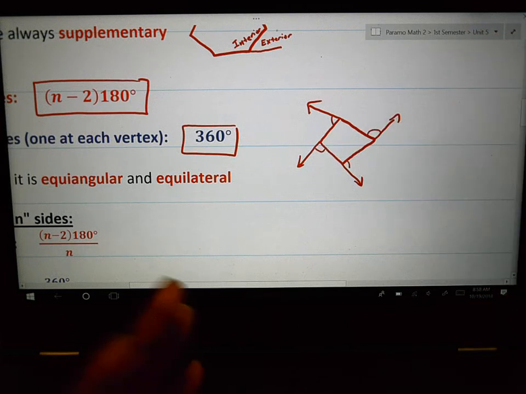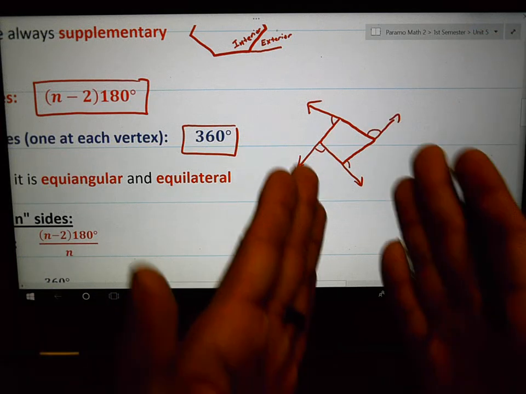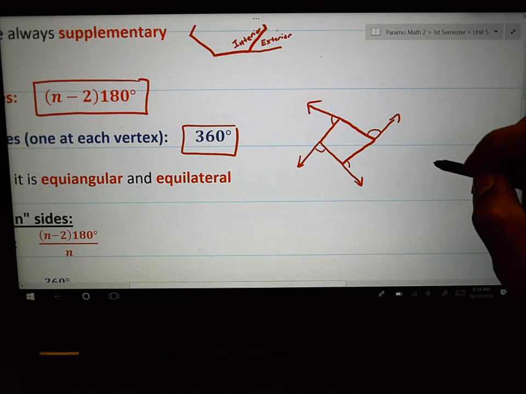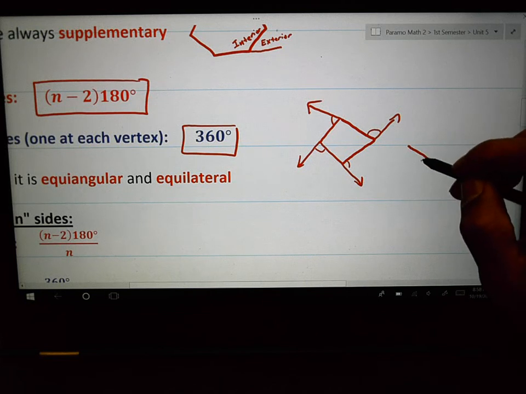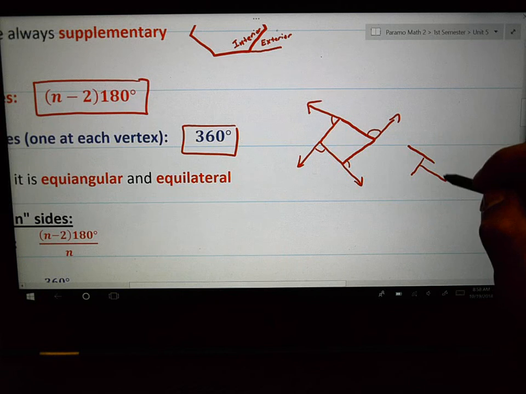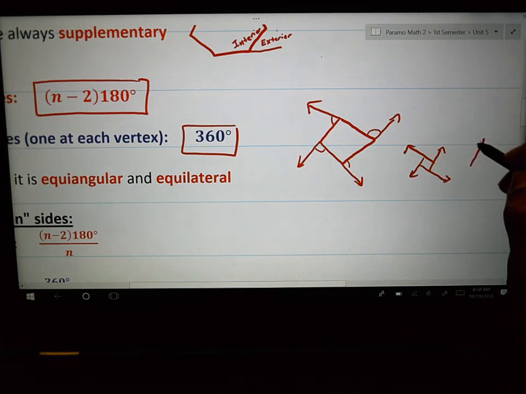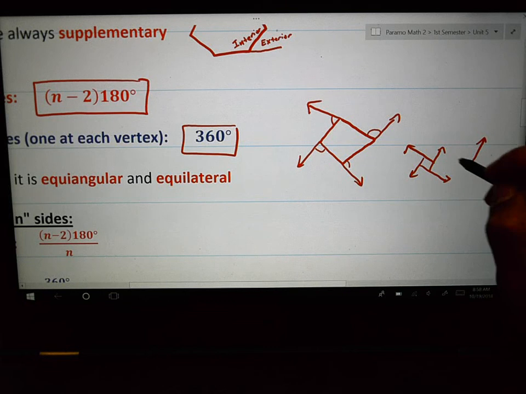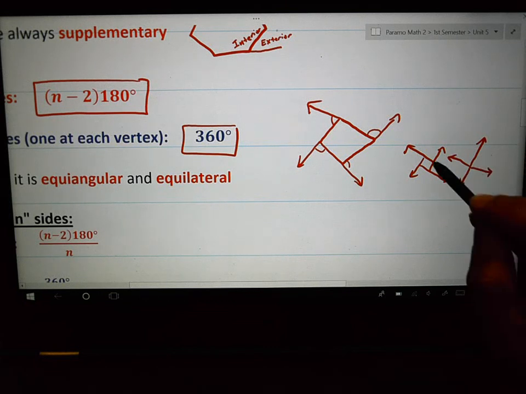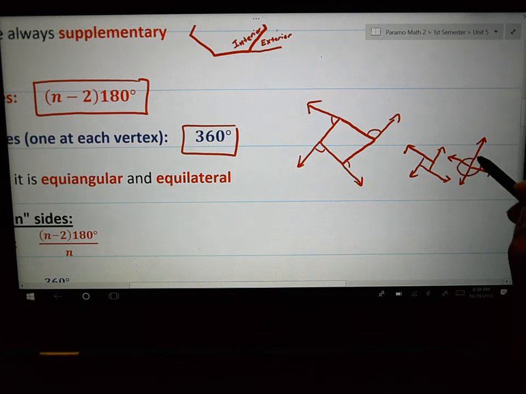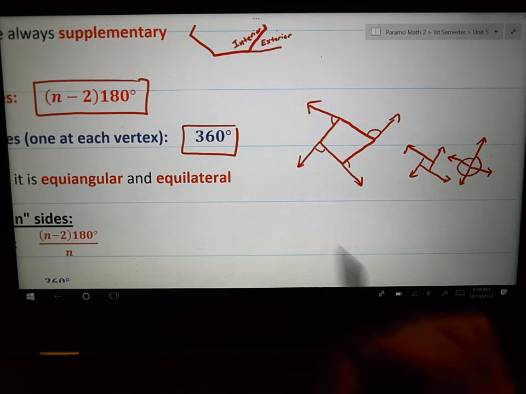If you think about it, if I were to make this little 4-sided shape smaller, and smaller, and smaller, and even smaller than that, what you would eventually get is something that would look like this. Keep making it so small that the exterior angles are just adding up to one rotation. One full rotation is 360 degrees. That's where that comes from.